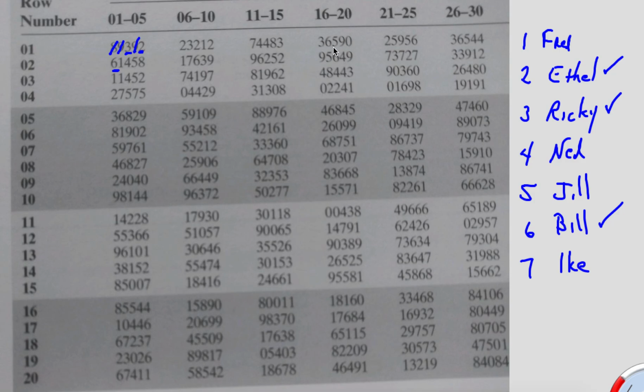We could have started at this column. It shows the third one, the 6th one, the 5th one. That would be completely random too. So there's one way you can do it.